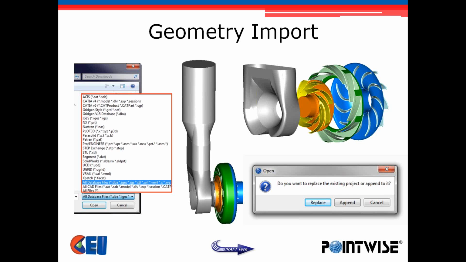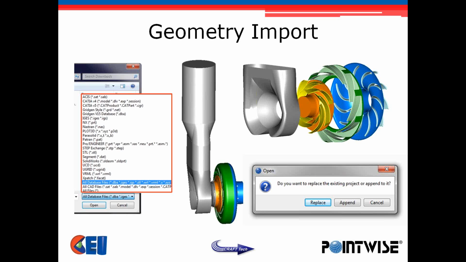So the first step of any meshing process is importing the geometry. And with Pointwise, we can bring in native CAD, CATIA, ProEngineer, SolidWorks, even things like IGES and STEP, and some discrete formats as well. And as you can see, this pump assembly is pretty complex and consists of several components.